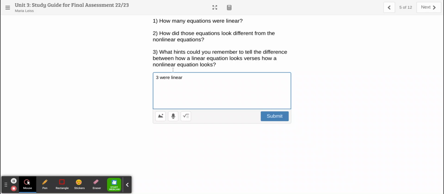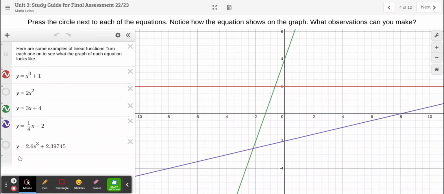I'm going to squish these two answers into one answer. How did they look different from nonlinear, and what can you remember? Well, I can remember that a nonlinear function or equation has, if I go back, these two were nonlinear, and we noticed that the x's had an exponent of what? 2 or 3, yep.